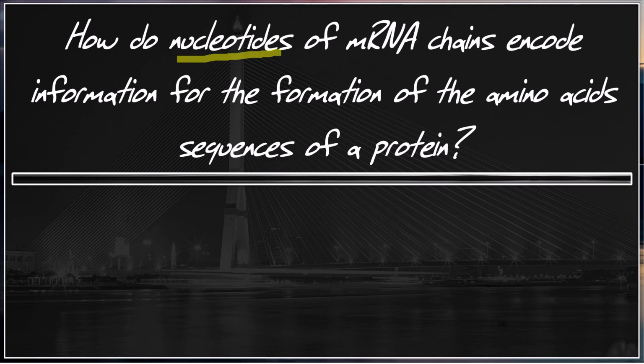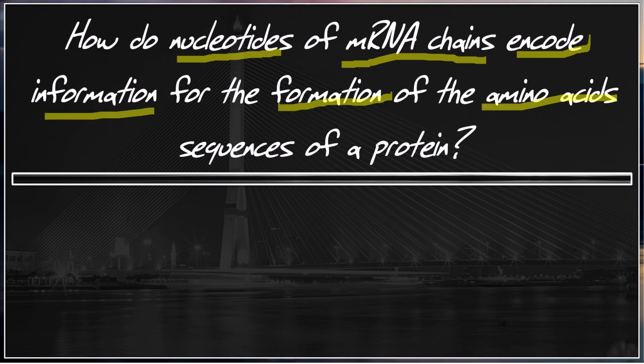How do nucleotides of messenger RNA chains encode information for the formation of the amino acid sequence of protein?